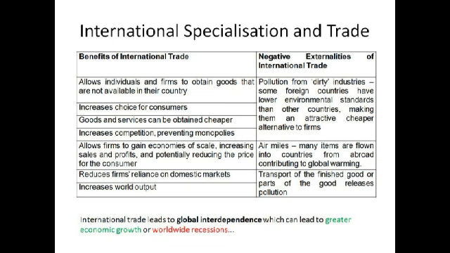It also reduces the firm's reliance on domestic markets, otherwise known as home markets, because they're selling to many more countries. So say there was a problem in our country, they've still got all the other countries they can sell to. And it also increases world output, which is just yay.